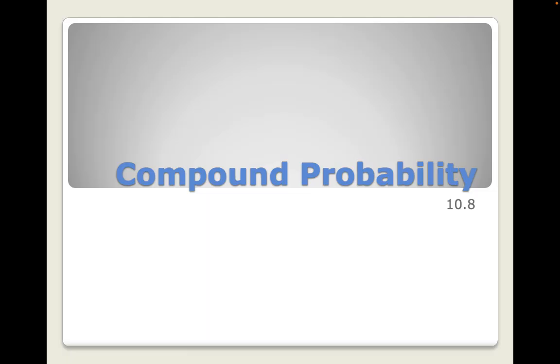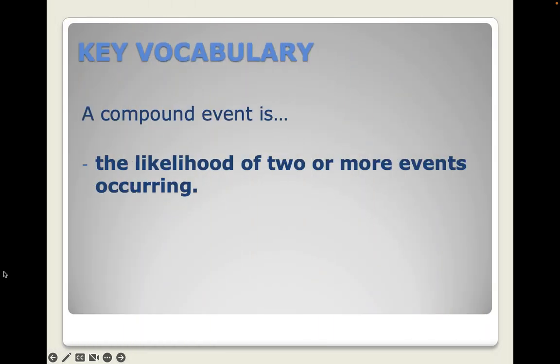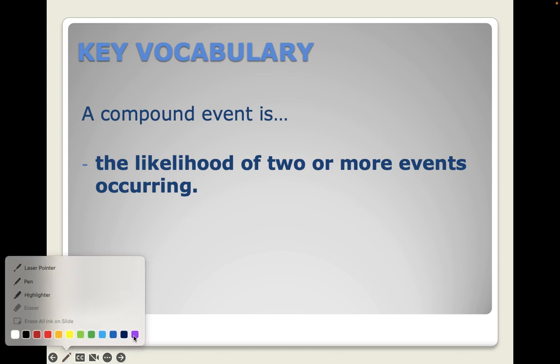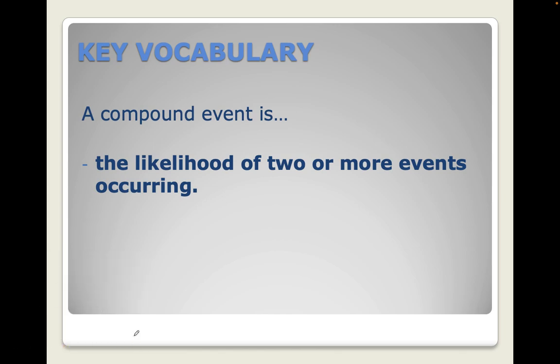In this video, we will begin to discuss compound probability. Compound probability is the likelihood of two or more events occurring. When we play games, there are often times where we have to roll dice and choose cards from a deck, or spin a spinner and choose cards from a deck, or sometimes flip a coin and roll a die if we're playing different games. So there are oftentimes multiple probabilities occurring, and that is a compound event.